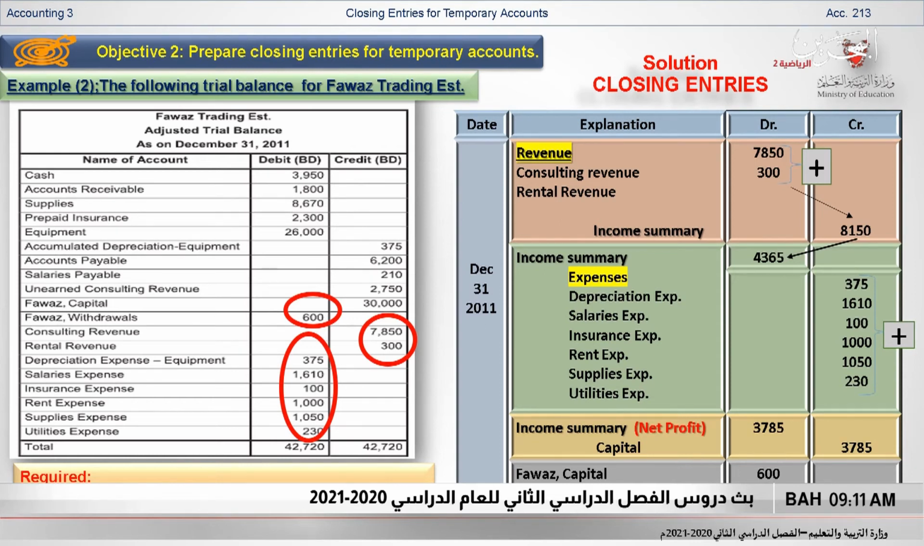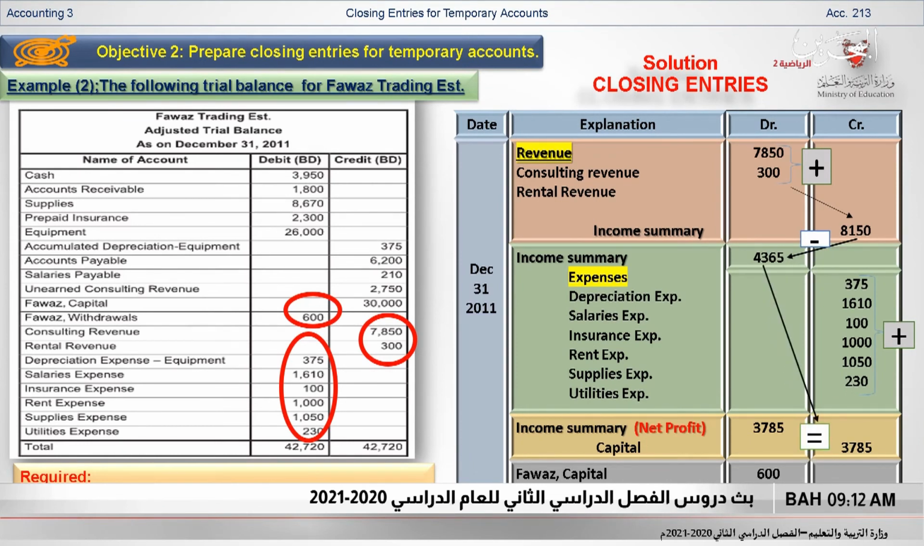The third step is to transfer the income summary balance to the capital account. Prepare a journal entry that clears out the income summary account. This entry transfers the net income of the business to the owner's capital account for 3,785 BD by deducting 4,365 BD from 8,150 BD. Debit income summary by 3,785 BD and credit capital account for 3,785 BD.